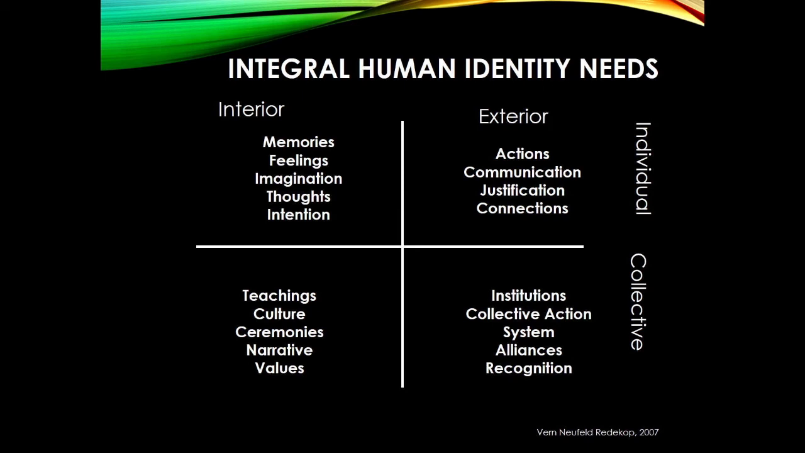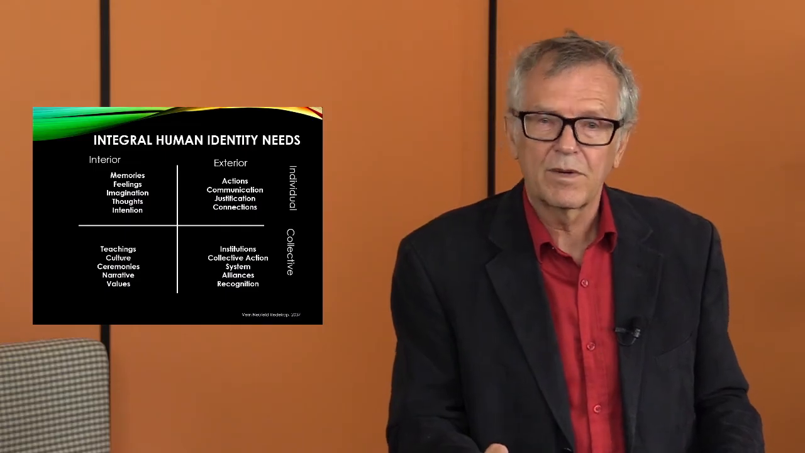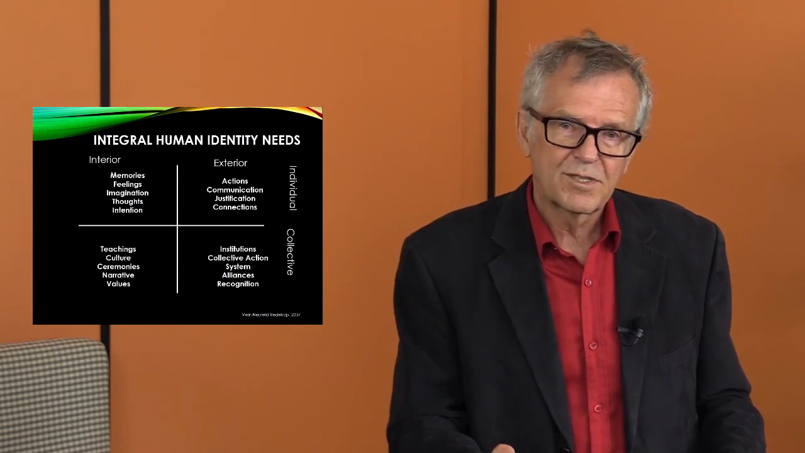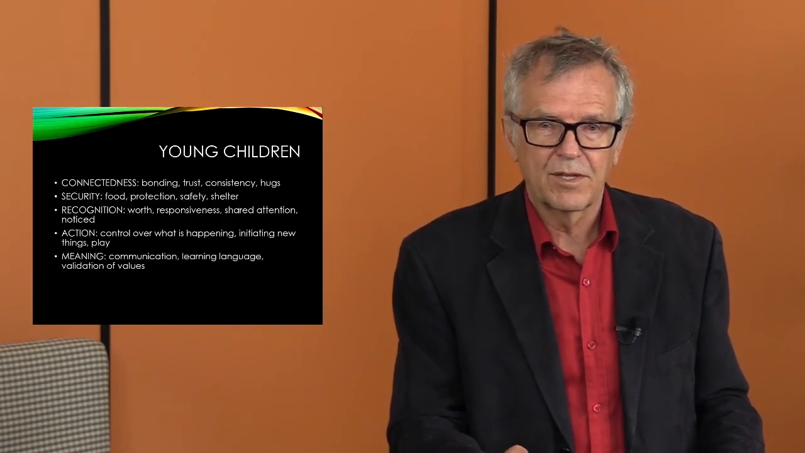In the collective interior, we have teachings, a culture, ceremonies, a narrative that guides our community, and shared values. These are then manifest on the lower right through our institutions, through collective action, through the systems we put into place, through alliances that we might have with other groups, and through the recognition, even political recognition, of groups that we're in relation with.